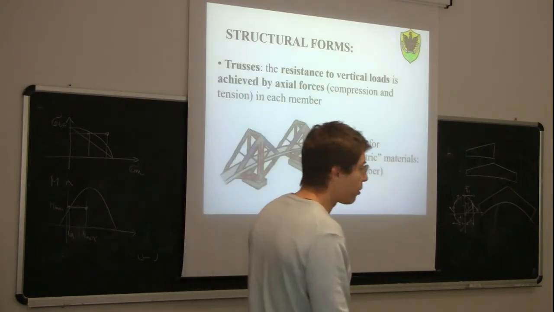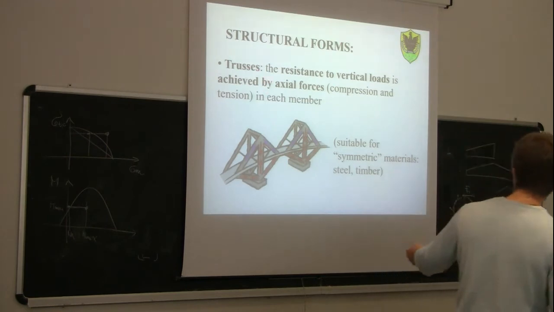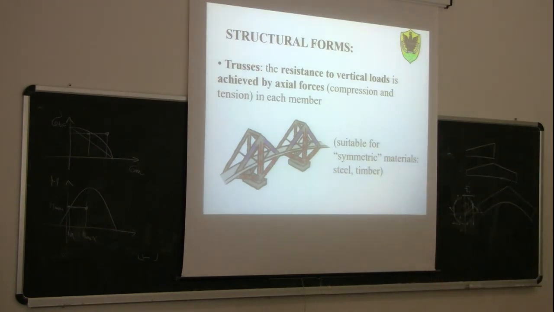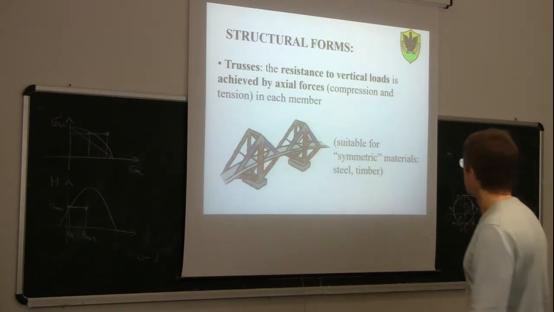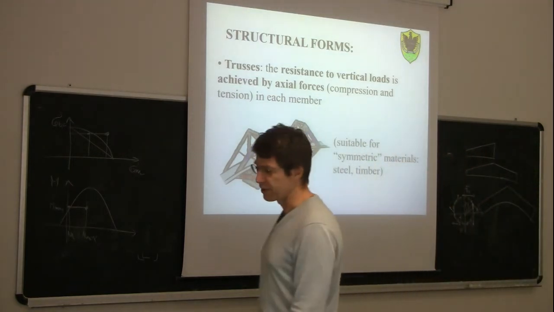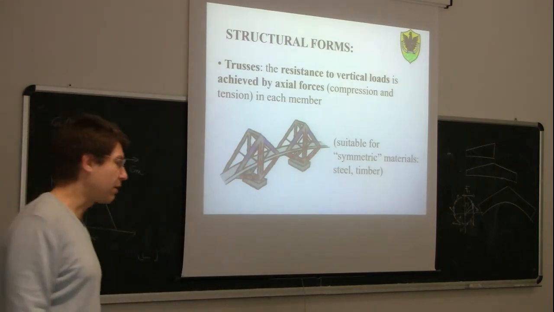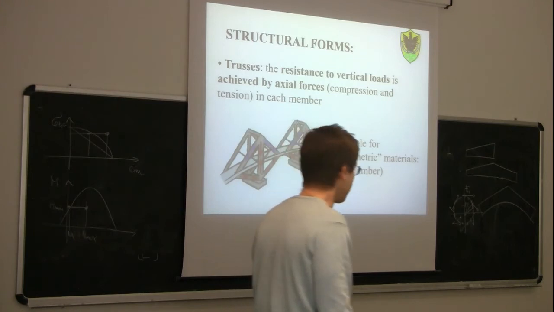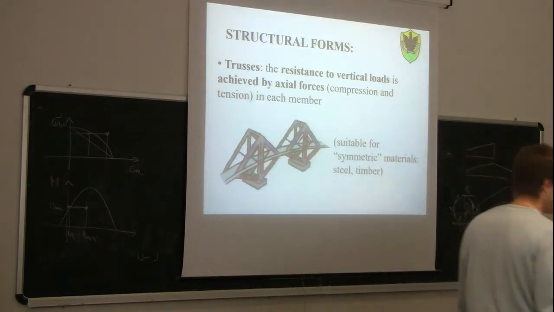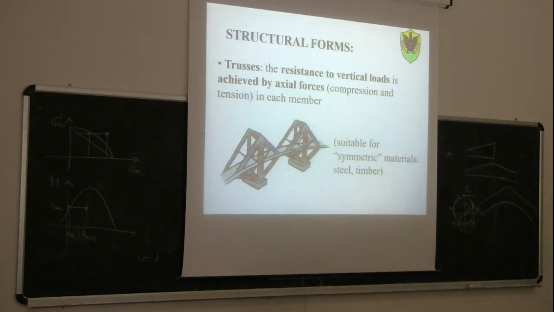Another possibility to cover a certain span is the use of trusses, the travatura reticolare. In this case, the resistance to vertical loads is achieved basically by axial forces, compression and tension. While in a beam compression and tension occur in the same cross-section, in this case we have some linear members that are subjected to tension, and some others that are subjected to compression.